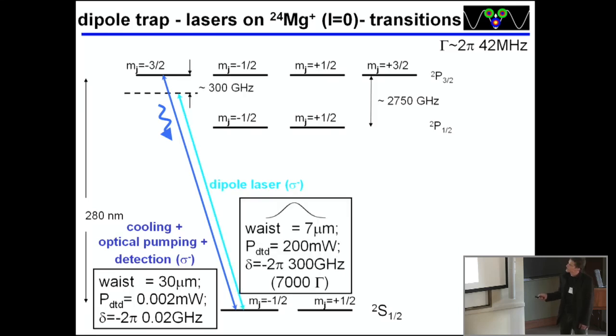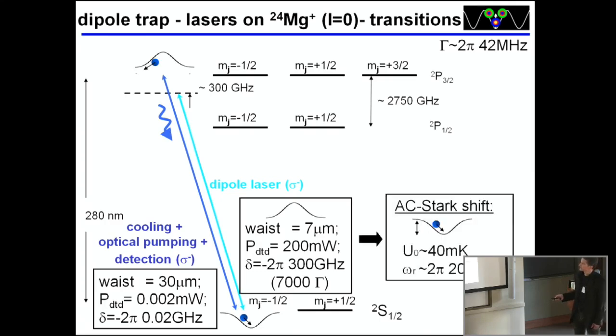For the dipole trap, we are shining in a laser with a much smaller waist, 7 microns, 200 milliwatt of UV power in one beam, and detuned by 300 gigahertz, which sounded huge to me as an ion trapper, because it's 7,000 linewidths, the linewidth being 42 megahertz. But it is a sweet nothing for people normally doing optical trapping, trying to be far detuned not to scatter photons off-resonantly. But if we shine in this light, we get the AC Stark shift and focusing forces if we retune the laser.